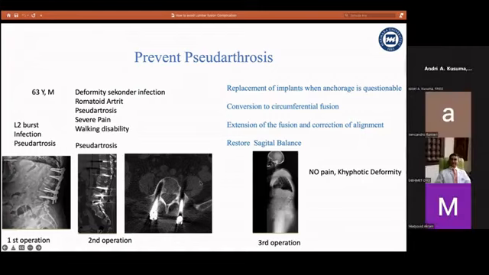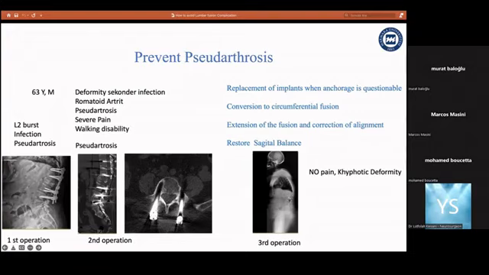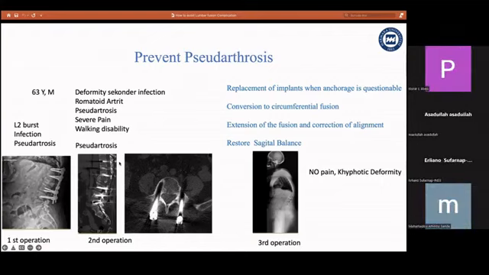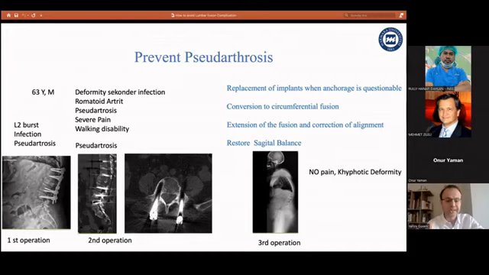So we accepted the patient. Now this is a very recent patient. We removed all of the screws. Before the operation, she had very severe pain related to pseudoarthrosis and she couldn't walk. After removing all of the screws, she can walk and has minimal pain. But she again has sagittal imbalance, and we will correct this sagittal imbalance with a second operation.